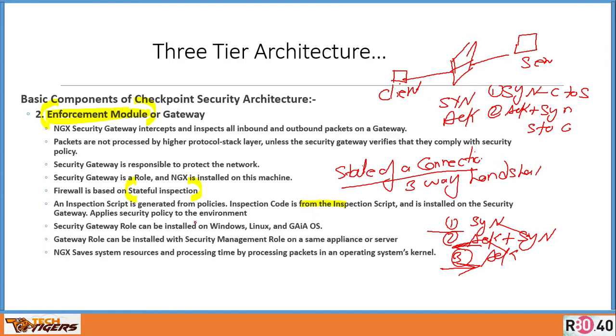If you want to deploy as standalone, you have a choice of deploying the Smart Center server as well as the security gateway, all in one appliance or one server. But if you want a distributed deployment, then you can create a dedicated security management server, and then a dedicated security gateway. Okay. So this was about the enforcement module.